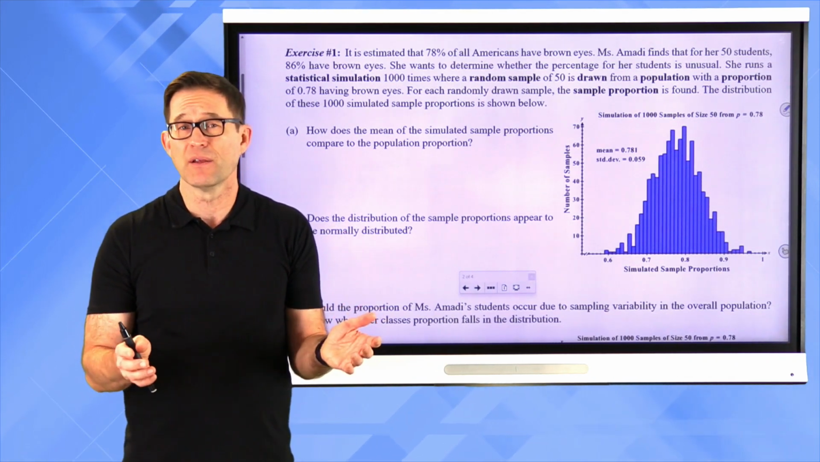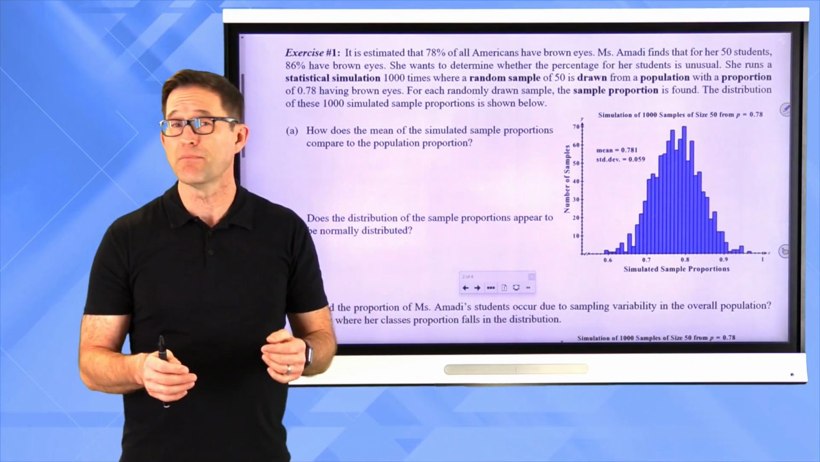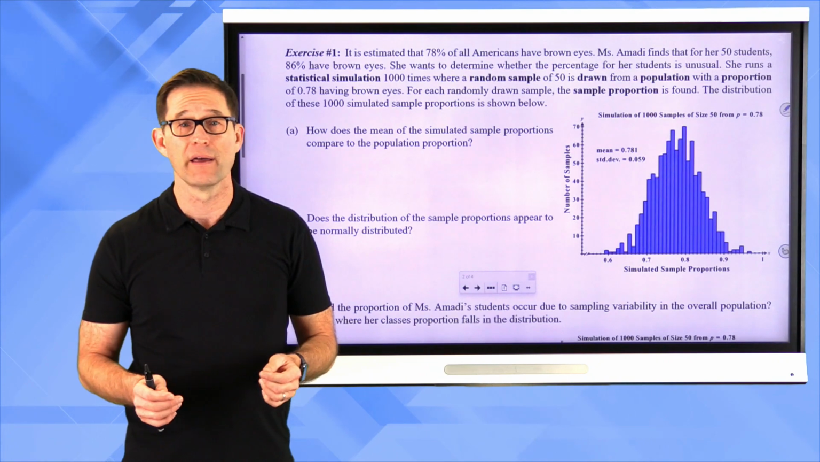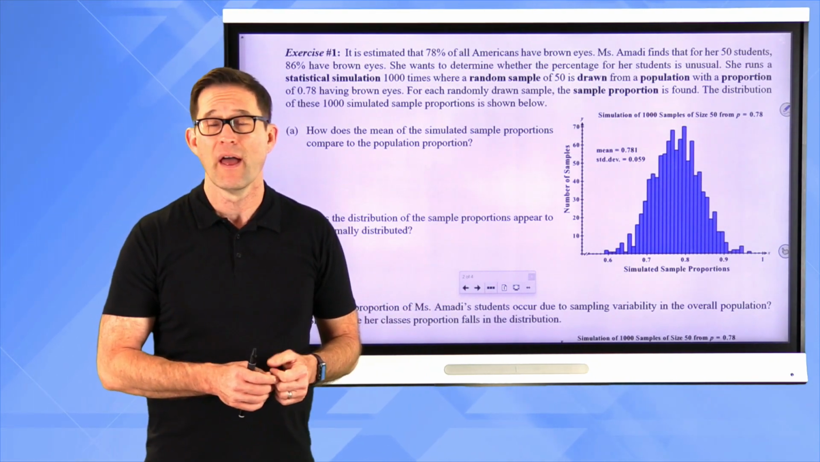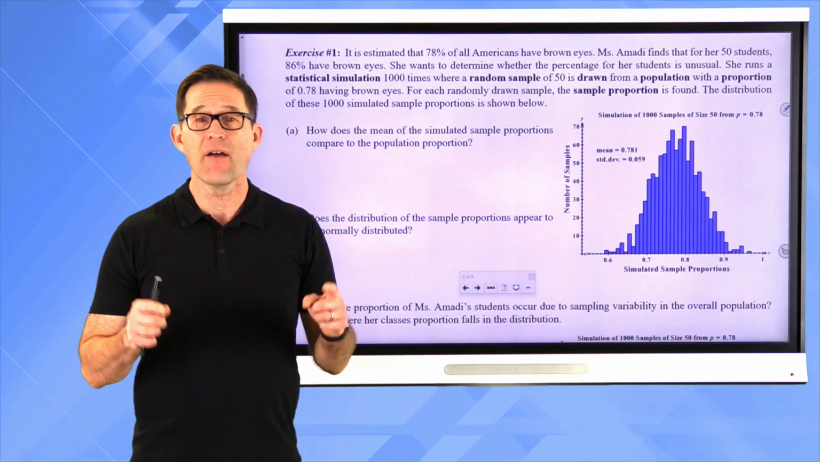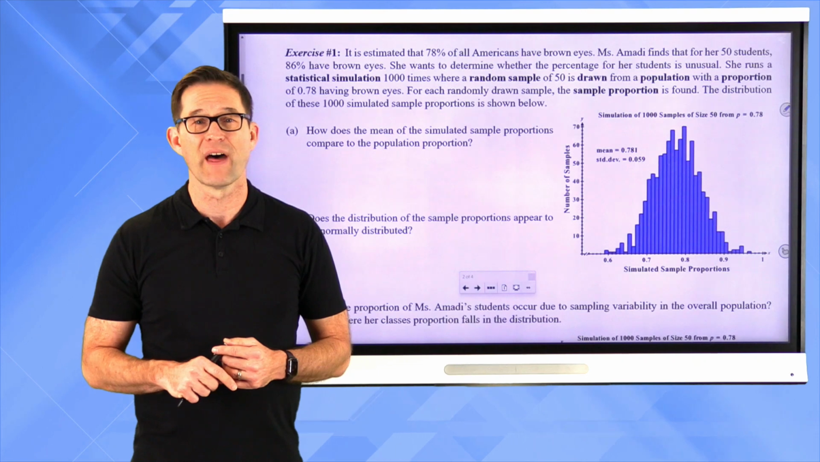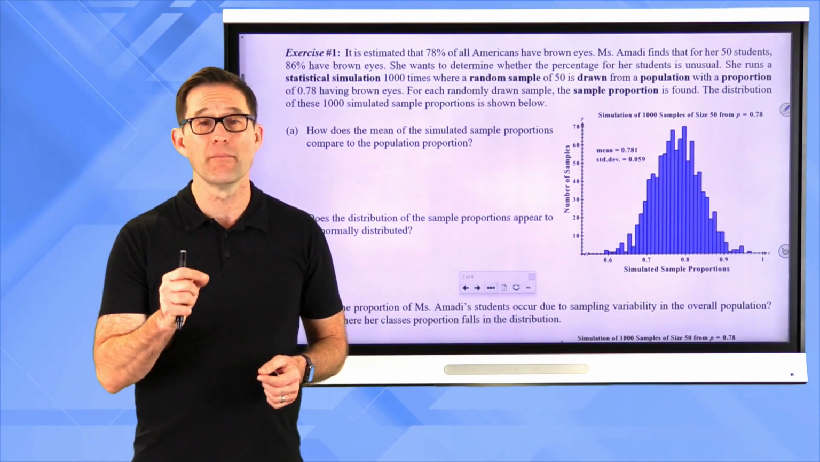Now, we kind of expect that sample proportion to be pretty close to 78%, but I could just get unlucky and I could get a sample proportion where maybe only 50% of the 50 people had brown eyes, or maybe I got kind of lucky in the other direction and every one of the 50 that I pulled out of that simulation had brown eyes, so maybe I had a proportion of 1.0.